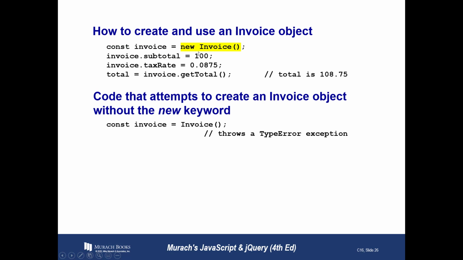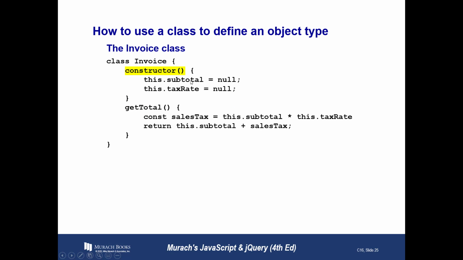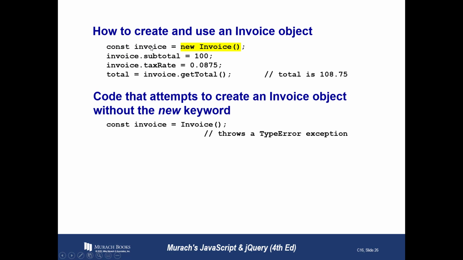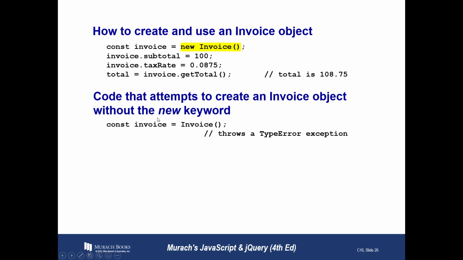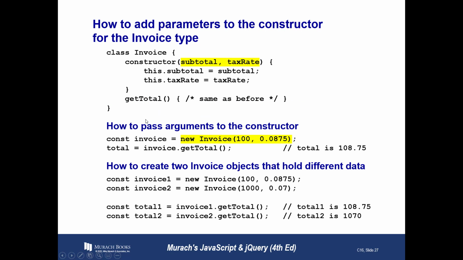Here, when we call new invoice, that's going to call this. It's going to set subtotal and tax rate both to null. Now we can come in and set the subtotal and set the tax rate and do the get total. And the get total will be done from right here. Notice if we don't use the new, we get what's called a type error because the system doesn't know exactly the type of variable invoice is, the fact that it is a class.